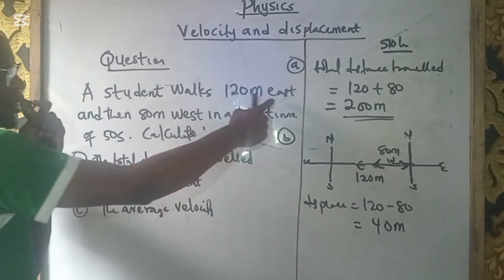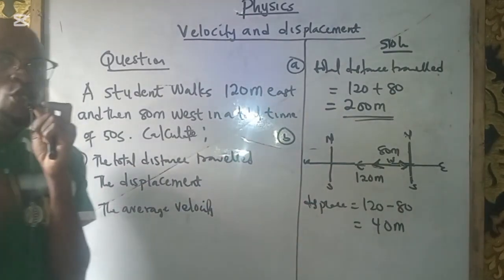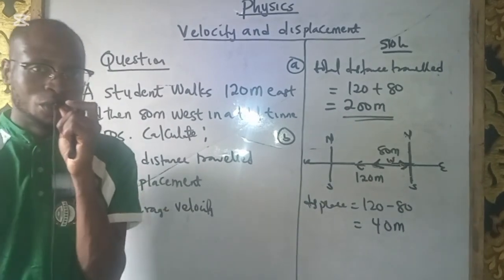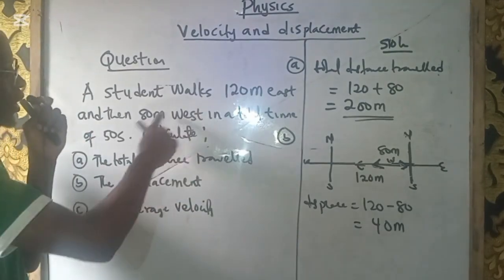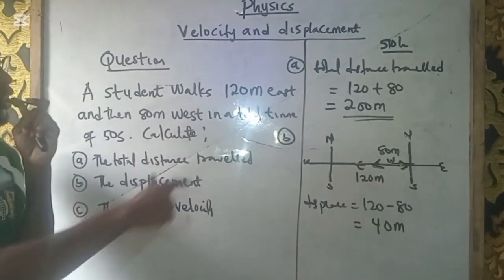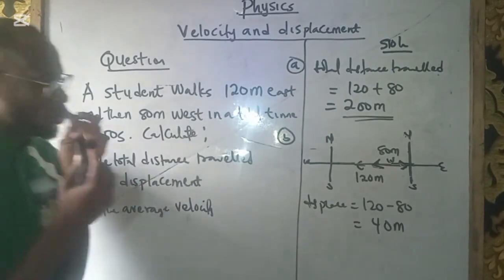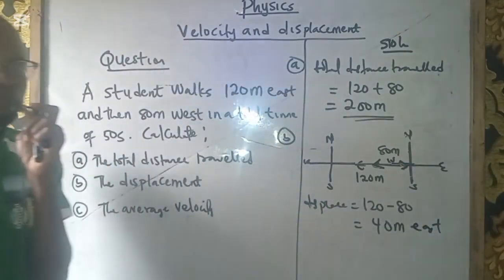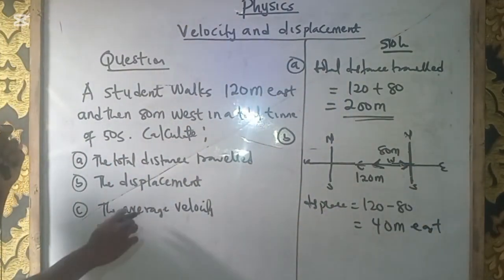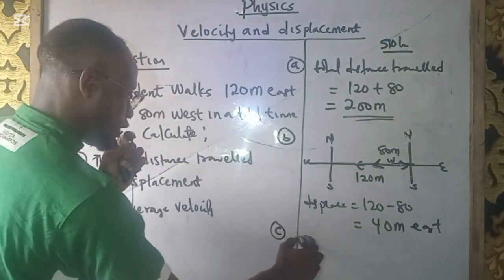Of course, we have east and we have what? West. You always go with the direction that has more magnitude. That has higher magnitude. Let me just put it that way. Between 120 and 80, which one is higher or which one is bigger? It's 120. What's the direction there? East. So just place your east there. That's all.